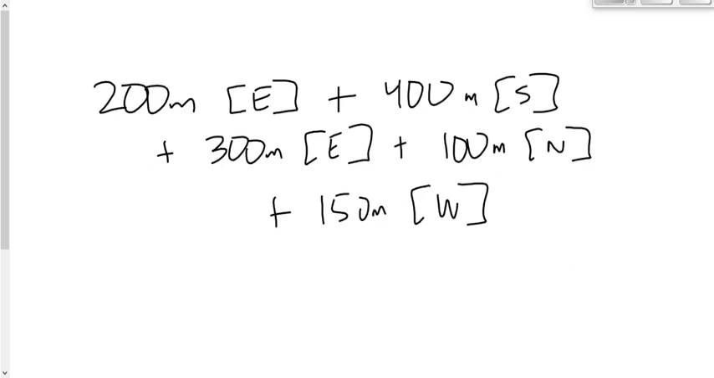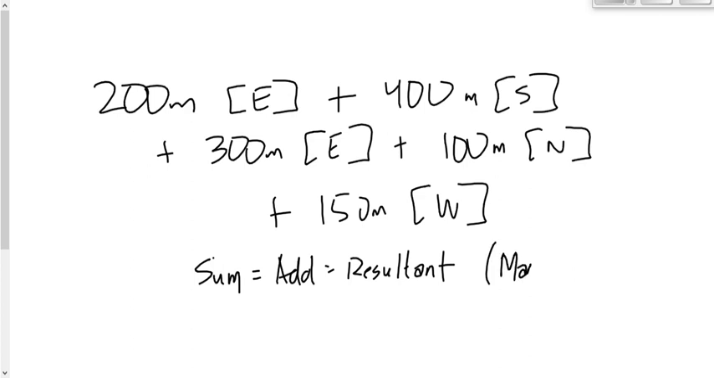I want you to add those vectors together, find the sum of those vectors, find the resultant vector. Those all mean the same thing. And now, for you, those all include a magnitude and direction, because you know how to find that angle and what it's relative to now.